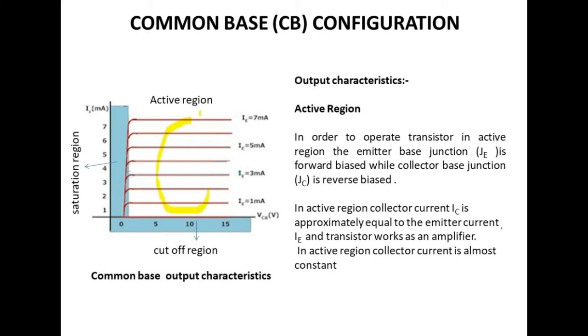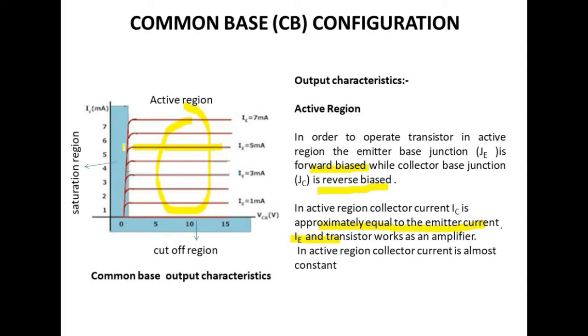This is the active region. In order to operate the transistor in the active region, the emitter base junction JE is forward biased and the collector base junction JC is reverse biased. In the active region, the collector current IC is approximately equal to the emitter current IE.